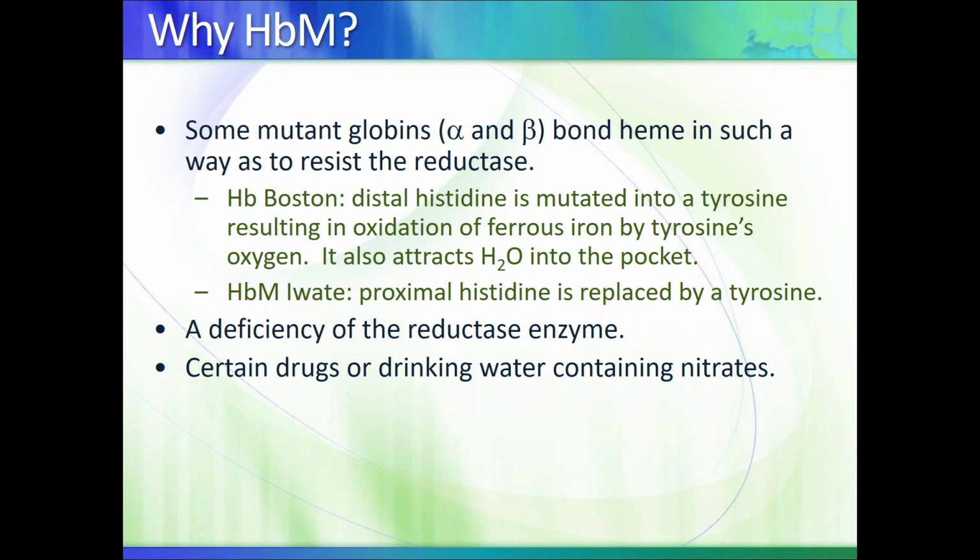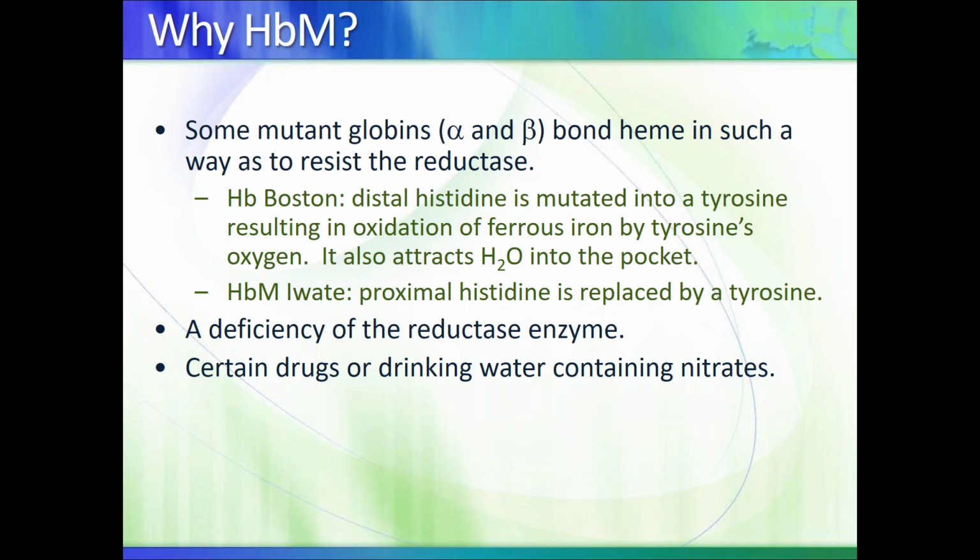So the question is, what causes the production of methemoglobin? Well, there are different causes. One of them is that you can have a mutation in the globin protein itself. So you can have a hemoglobin molecule, in this case known as hemoglobin Boston, whereby distal histidine is mutated into a tyrosine. Remember, distal histidine is the histidine that stabilizes the interaction of oxygen to heme. When it is mutated to tyrosine, this stability of oxygen binding to heme is reduced.